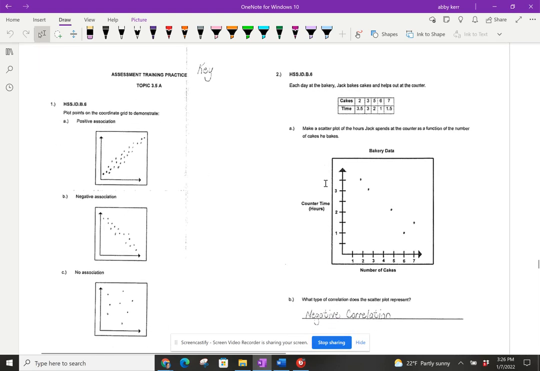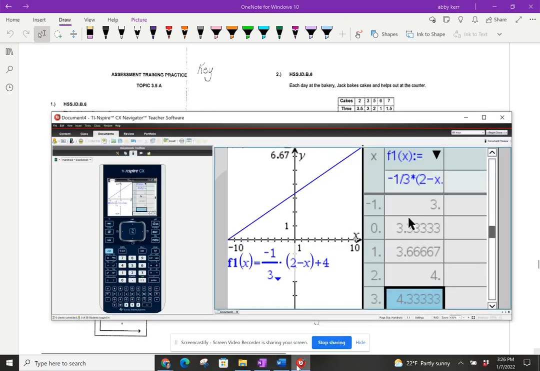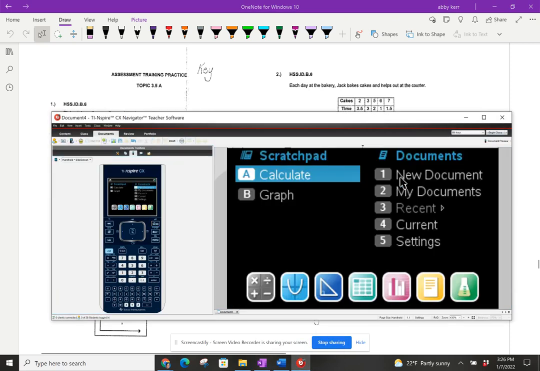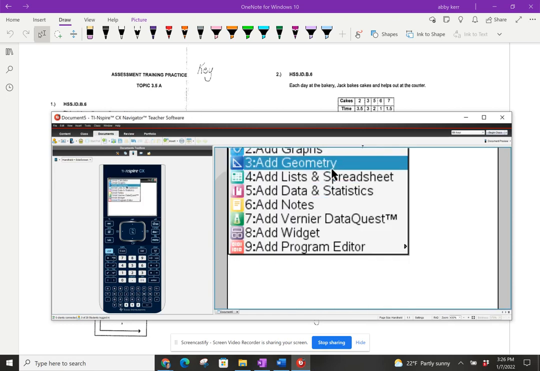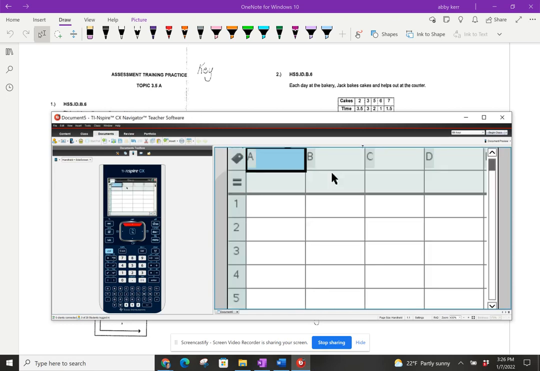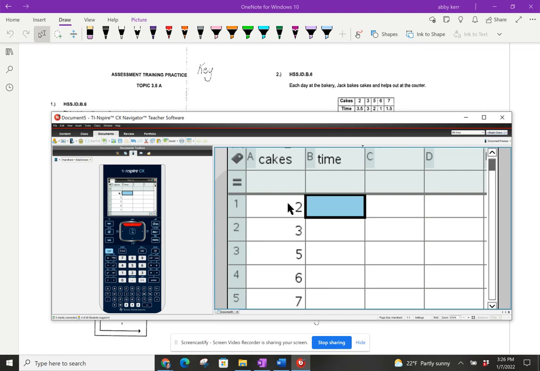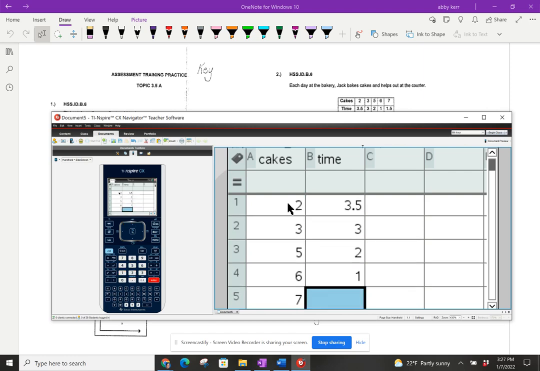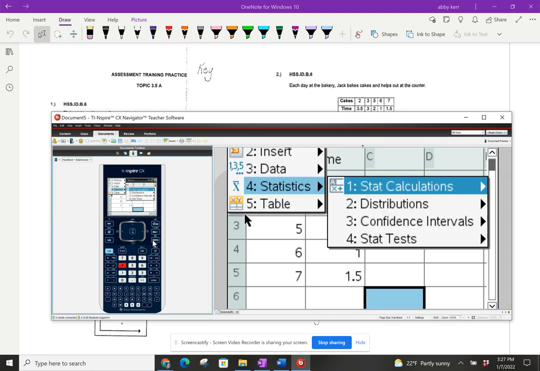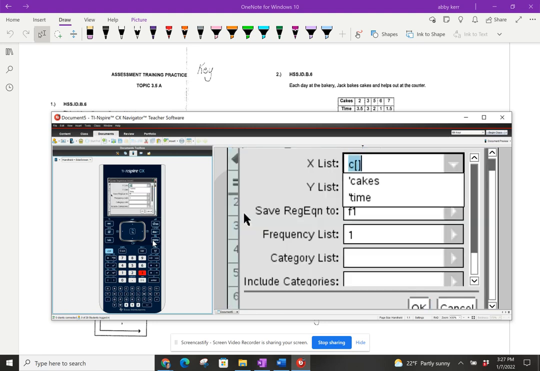Number 2, I'm just going to show you how to do this on the calculator, which we expect you to do on the final. So you want to go to Add Lists and Spreadsheets. We're talking about cakes, talking about time. Always important, especially when you have a lot of data, to take your time and make sure that you are doing this correctly. Make sure you have a blue rectangle.